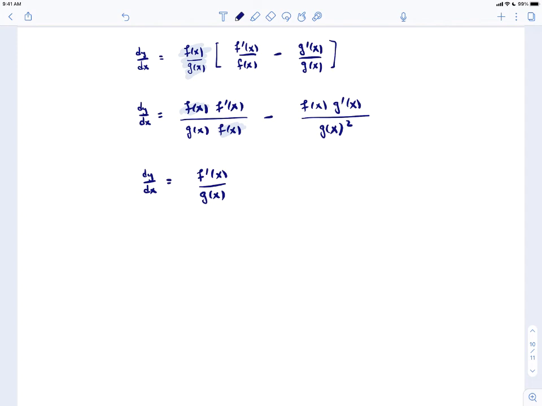And I'm going to leave a little space there, and then I'm going to subtract from this f at x times g prime at x divided by g at x, quantity squared. So you might wonder why I left some space here. Here we have a g at x squared in this denominator, but here there's only a g at x. So if we want to give these a common denominator, then what we should do is multiply by a g at x over g at x. That will give a common denominator of g at x squared.